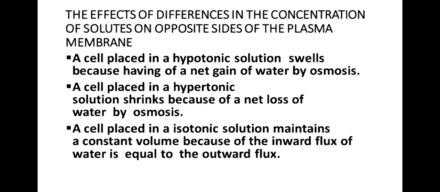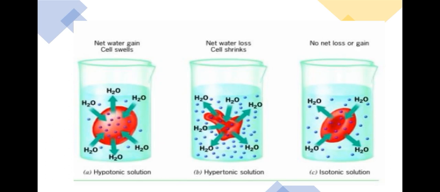The effects of differences in the concentration of solutes on opposite sides of the plasma membrane. A cell placed in a hypotonic solution swells because of a net gain of water by osmosis. A cell placed in a hypertonic solution shrinks because of a net loss of water by osmosis. A cell placed in an isotonic solution maintains a constant volume because the inward flux of water is equal to the outward flux. Net water gain, cell swells in case of hypotonic solution. Net water loss, cell shrinks in case of hypertonic solution, and no net loss or gain in case of isotonic solution.